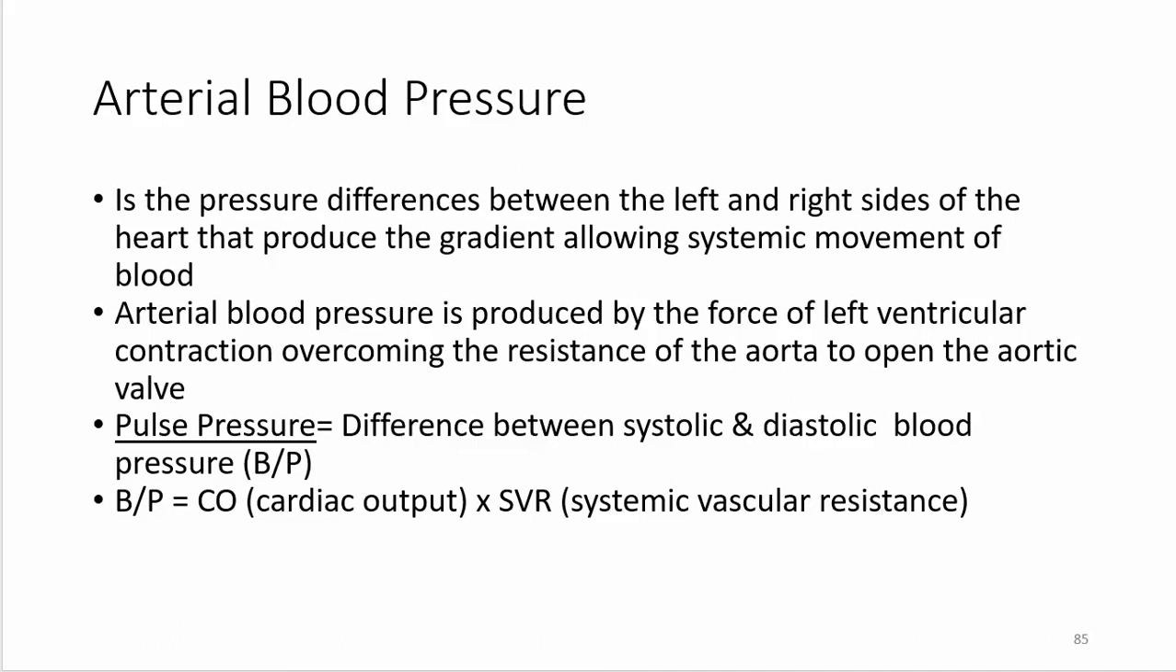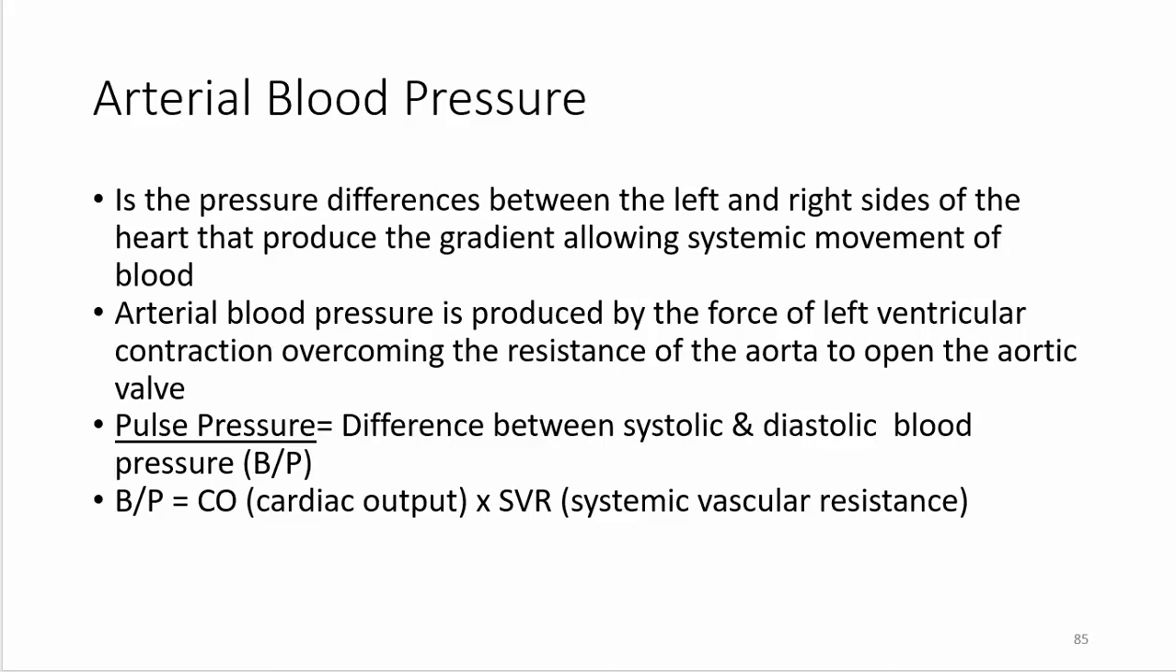So that brings us to a definition of what pulse pressure is. Pulse pressure is the difference between the pressure at the time of systole and the pressure at the time of diastole of that ventricle. So we call it systolic blood pressure and diastolic blood pressure, but really systolic is the pressure in the arteries at the time of ventricular systole, and diastolic blood pressure is the pressure at the time of ventricular diastole.